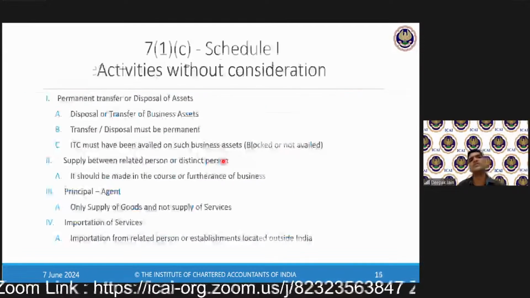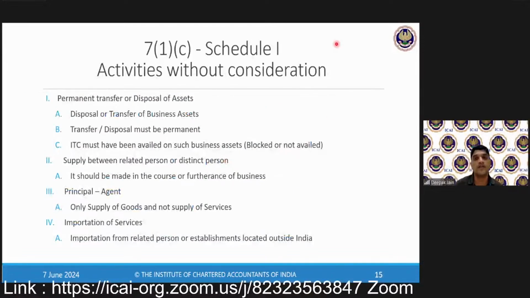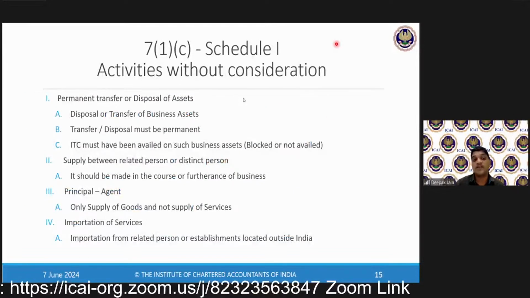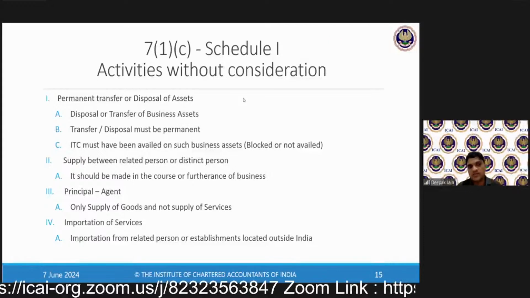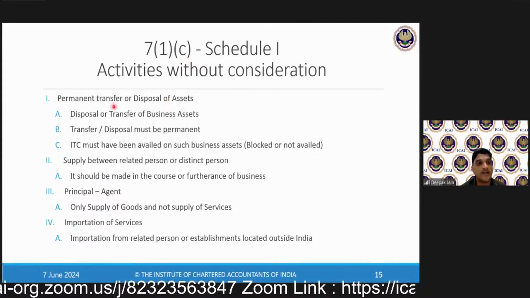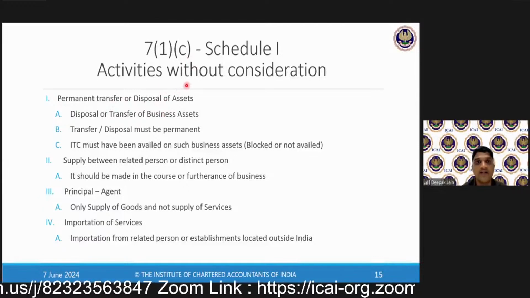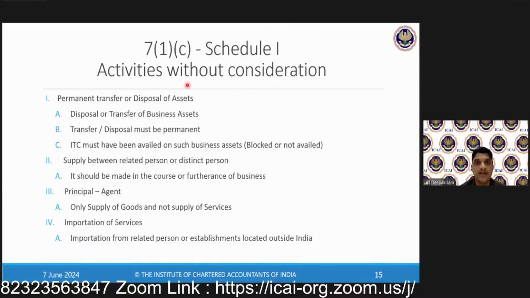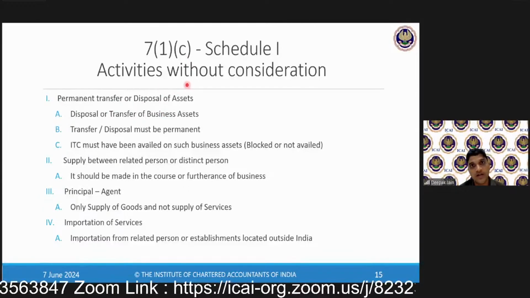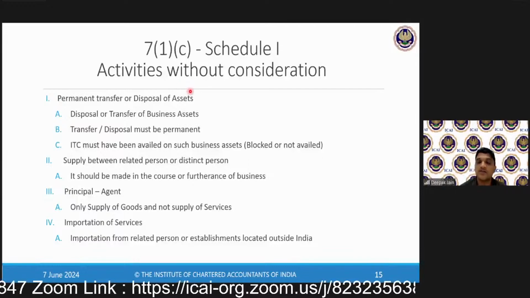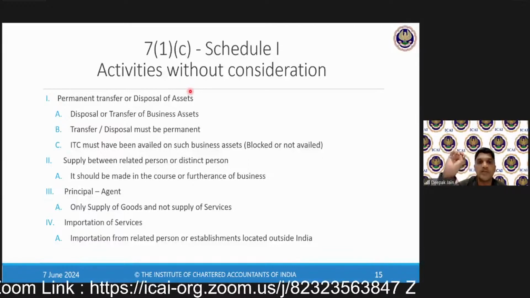Okay, now let's proceed further in terms of Schedule 1. We said what all is covered. We have covered this last time, but let's just discuss in detail. Permanent transfer or disposal of assets is the first activity, which is a Schedule 1 activity, activities without consideration that are in the course or furtherance of business, but there is no consideration, still liable to GST.